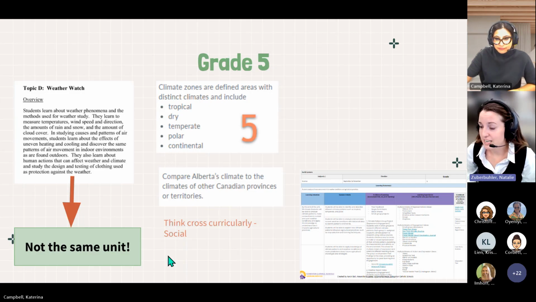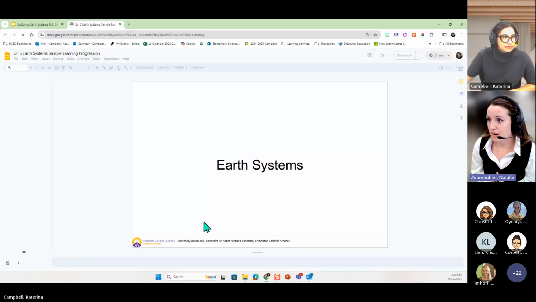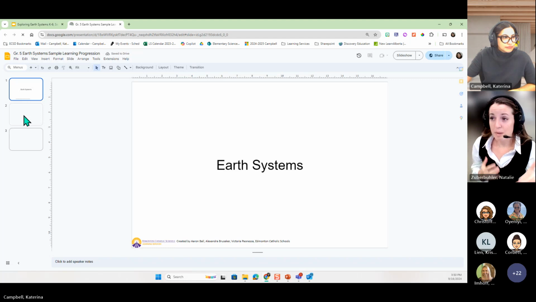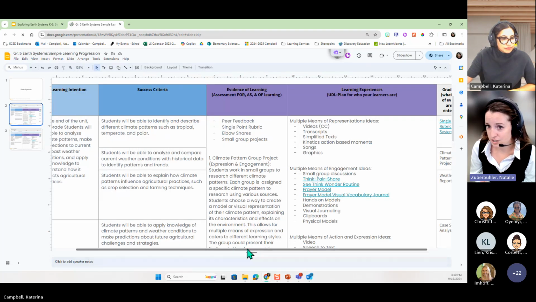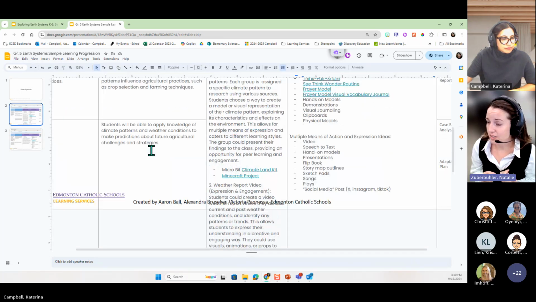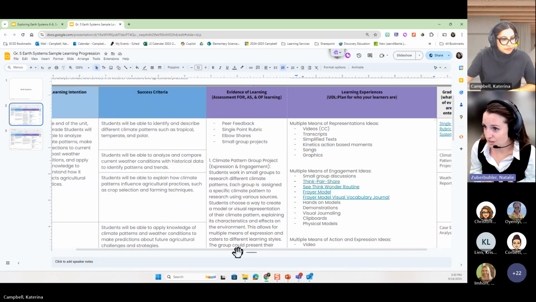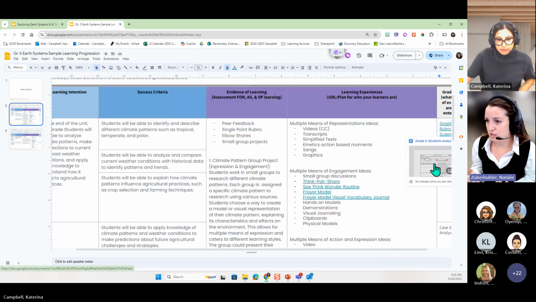Too, on here, you'll see Katarina had a wonderful science COP last year, in which a group of 25 teachers met very frequently throughout the year and made some learning progressions to support you. So for grade 5 Earth Systems, we already have some items ready to go for you. It has learning intentions, success criteria, how you're going to see evidence of learning, some learning experiences, even some single point rubrics for Earth Systems to support you.